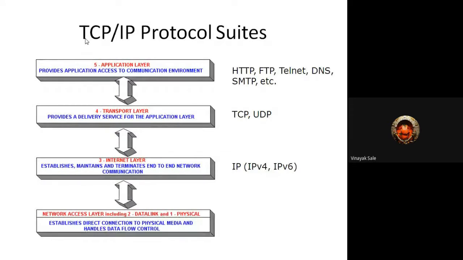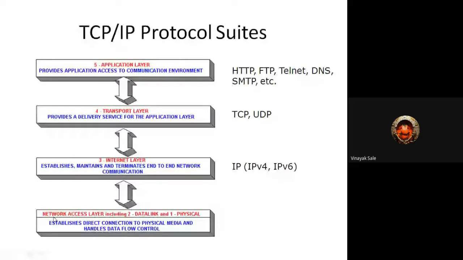Then see this figure for the TCP/IP protocol suite. In the TCP/IP protocol suite there are total 4 layers. Actually there are 5 layers, but layer 1 and layer 2 are combined. Layer 1 is physical and layer 2 is data link. These two layers are combined for network access, that is host to network.